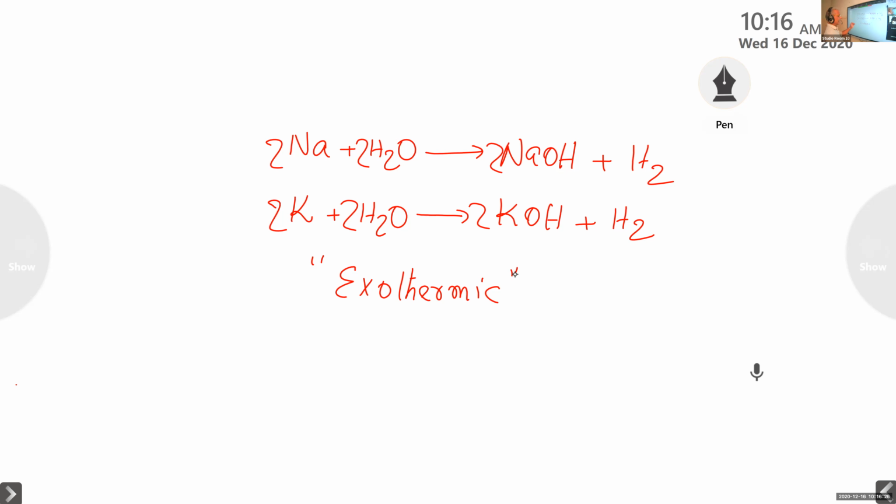You compare the reactivities of the alkali metals. Among the alkali metals, lithium is less vigorous in its reaction with water. That is because lithium is very small in size. It is a very small atom.